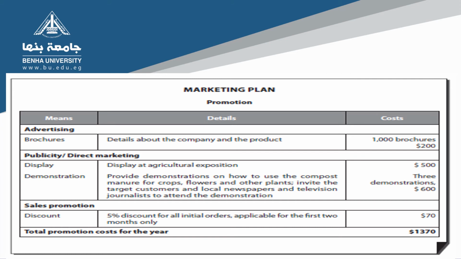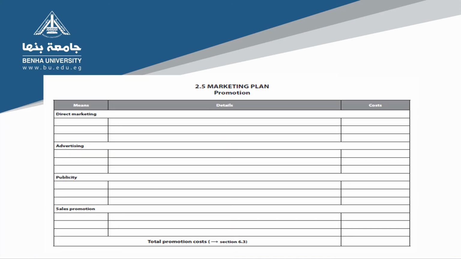For example, they will use advertising through brochures, and the brochure content will be details about the company and the product, and 1,000 brochures will cost $200 or pounds, whatever. And as you see at the end of the table, you should determine the total promotion costs for the year. Now, back to your business plan book, you will see the table to show the promotion means as in the example exactly.